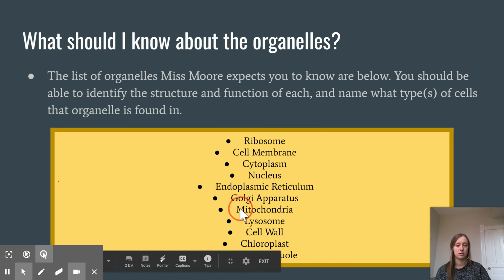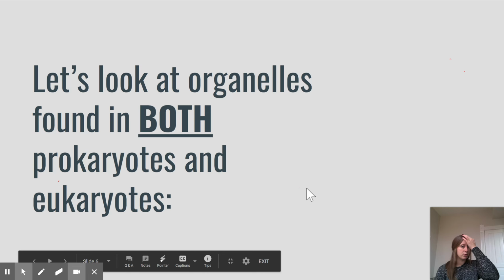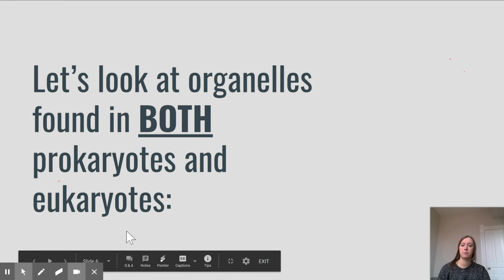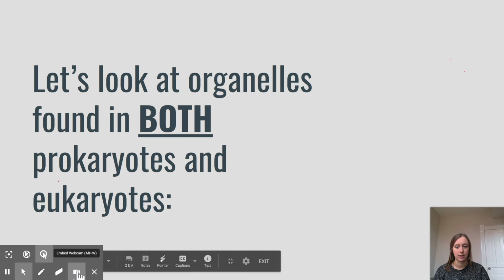So let's go ahead and start to get into these. What I'm going to do first is walk us through organelles that are found in both prokaryotes and eukaryotes. That means that bacterial cells, archaea cells, protists, fungi, plants, and animals can all have these organelles inside of them. I'm going to once again turn my camera off, just make sure you can see the whole slide and the pictures.